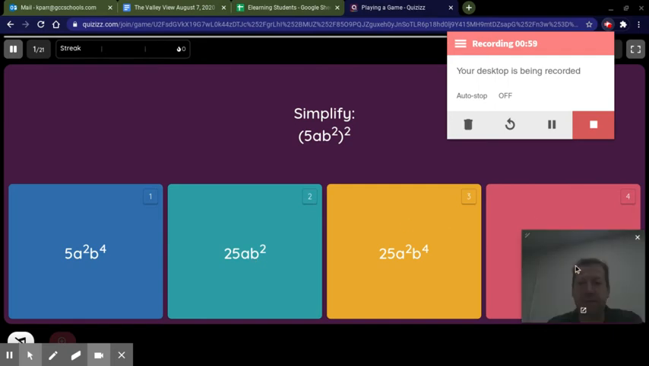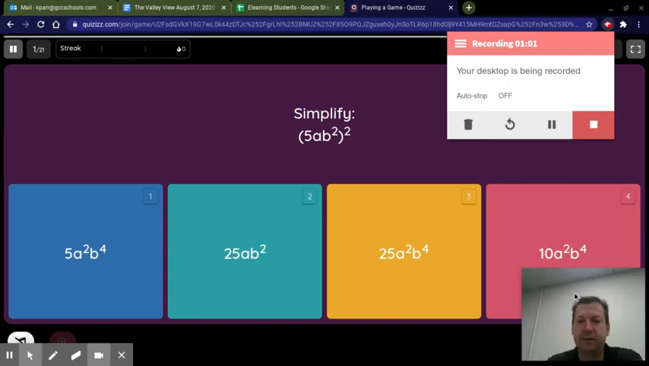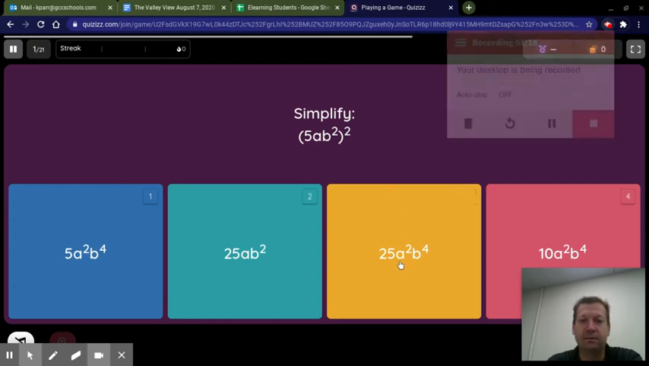So I'm going to glance down here and see if I can move that out of the way. There we go. 5 squared would be 25. And then a to the second power would be a squared. But b squared to the second power, I'm going to take 2 times 2 and get 4. So I'm looking for 25 a squared b to the 4th. And it's right here.